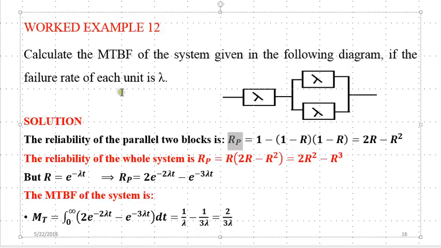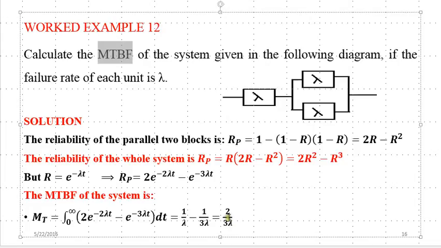And if I want to find the mean time between failure, as I am required to, I will say it is the integral of this overall reliability from 0 to infinity. And using the method of integration of the exponential function, you are going to end up getting 2 over 3 lambda. If you look at this mean time between failure, you can see it is 2/3 of what we are supposed to have for a single unit.